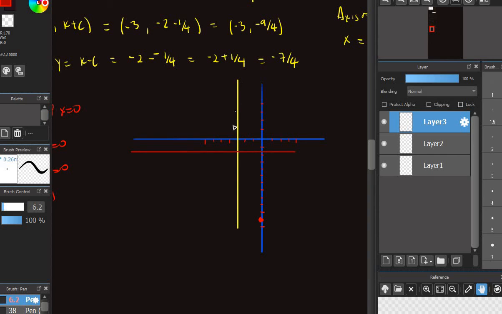So here we have the yellow line, the axis of symmetry, where x is equal to negative 3. Let's put it here. And here we have the directrix, which is y equal to negative 7/4. And now we have to point out where the focus is, which is negative 3 and 9/4, somewhere around here. And the vertex, which is negative 3 and 2, here.